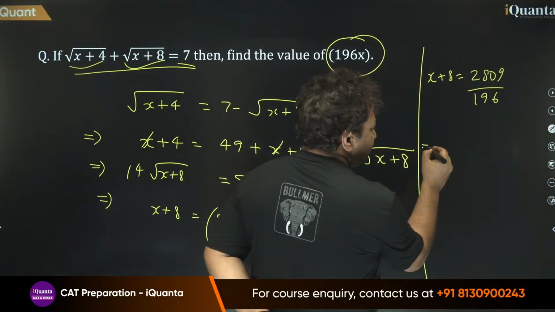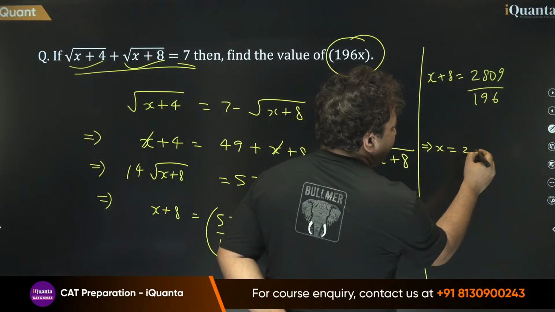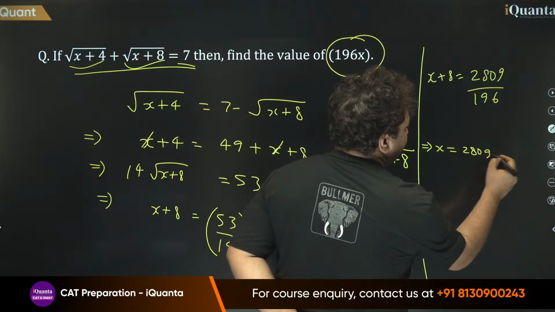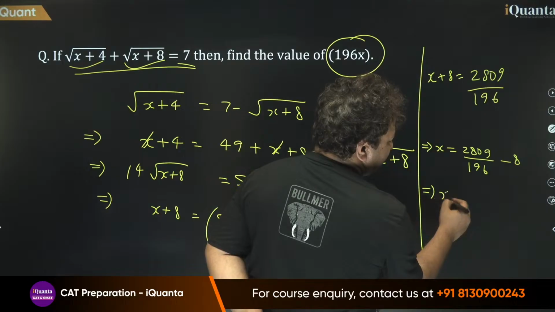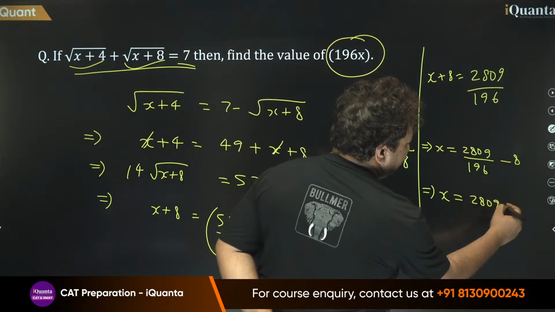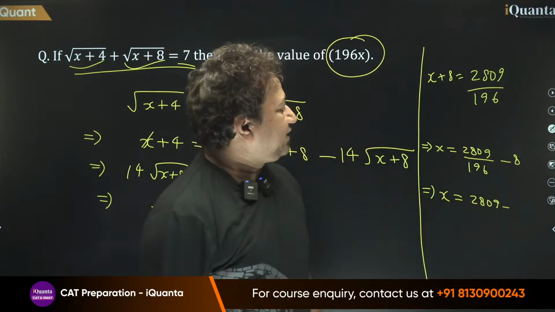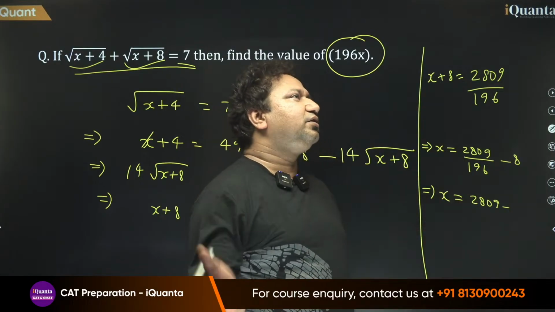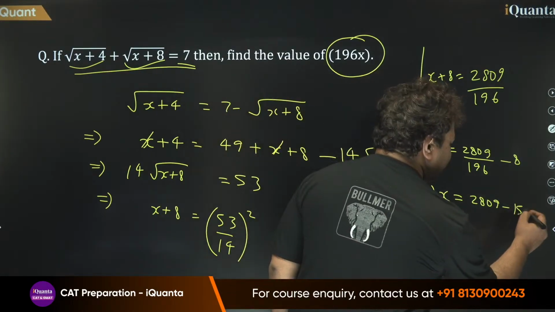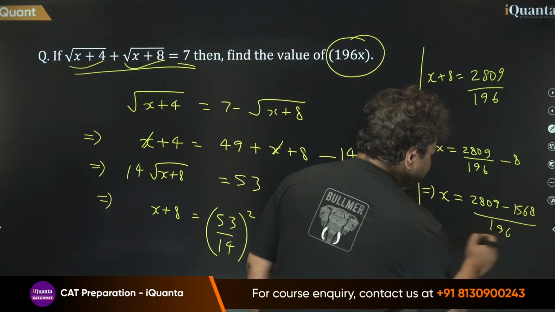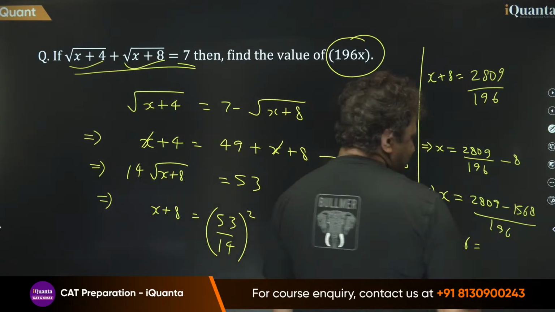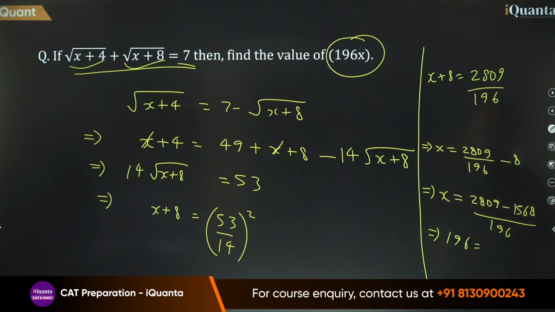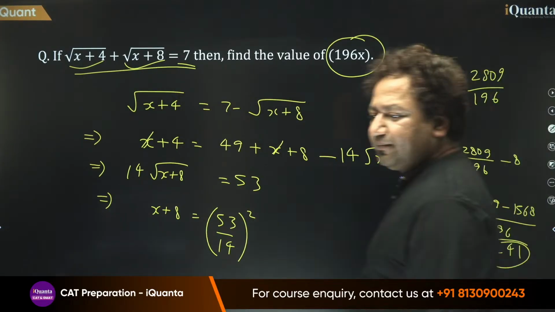Okay. So value of x will be equal to 2809 upon 196 minus 8. Let's solve it. So x will be 2809 minus 8 into 196. That will give us 1568 is what we get here upon 196. Basic calculation, bringing 196 left hand side, I get the answer, which is equal to how much? 1241 will be the answer here. Clear?